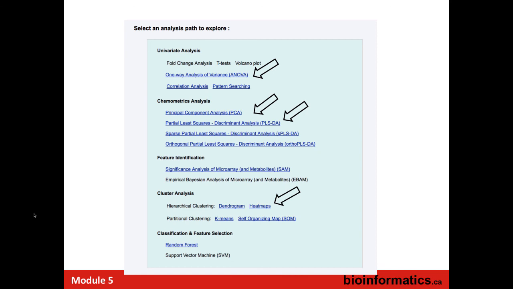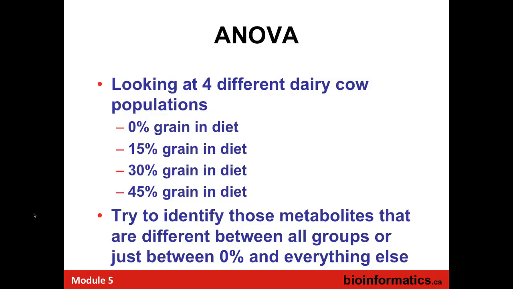So the first one we'll do is ANOVA, and the reason we're doing ANOVA is because we're not looking at cases and controls, we're looking at four different dairy cow populations. So that's N greater than 2: 0%, 15, 30, and 45%. So we're just trying to identify those that are different between all groups, or just between the 0% group and all the other ones where they have grain. And there are, again, different types of ANOVAs that you can do.